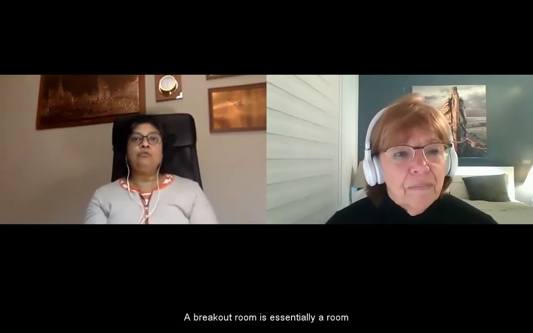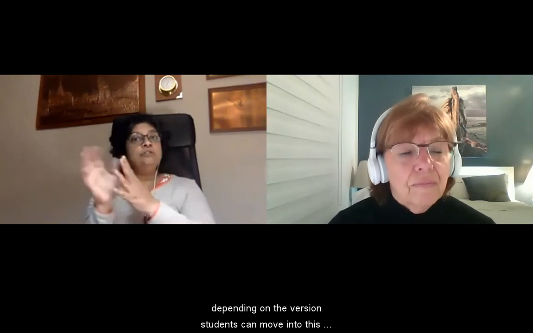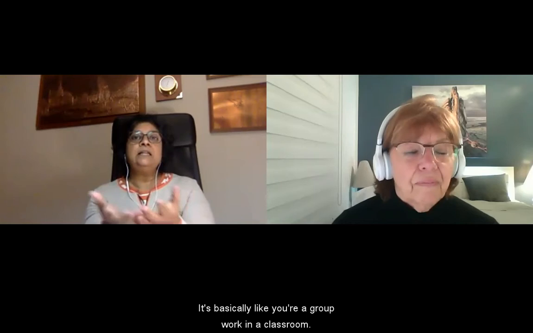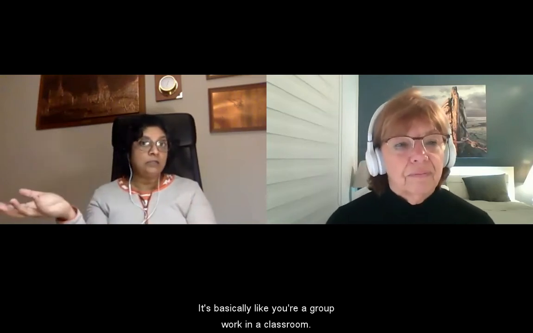Well, a breakout room is essentially a room where you can send students, or depending on the version, students can move into this room themselves. It's just a smaller, more contained digital space for them to work with certain members of the group together. That's it. It's basically like your group work in a classroom, but in a digital form.